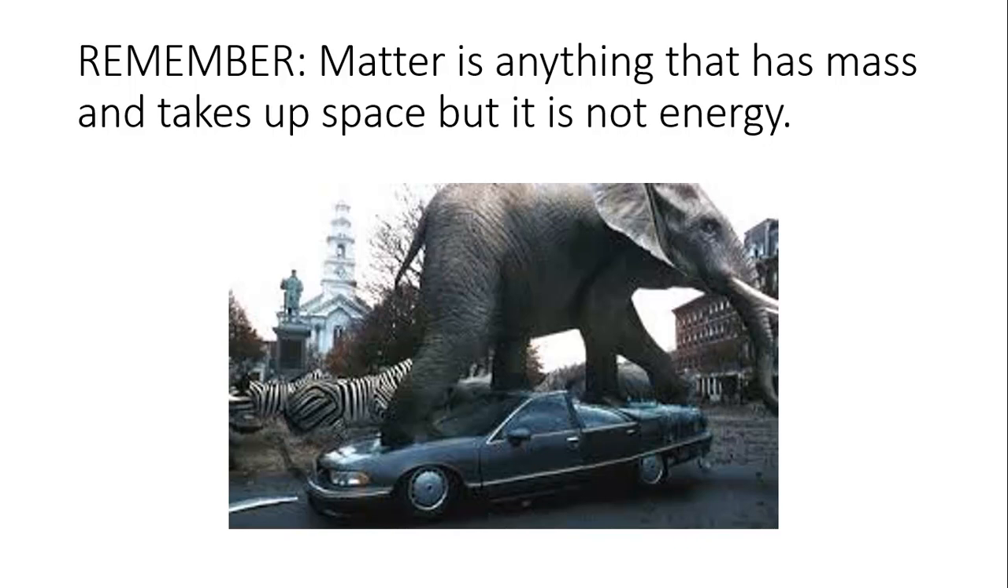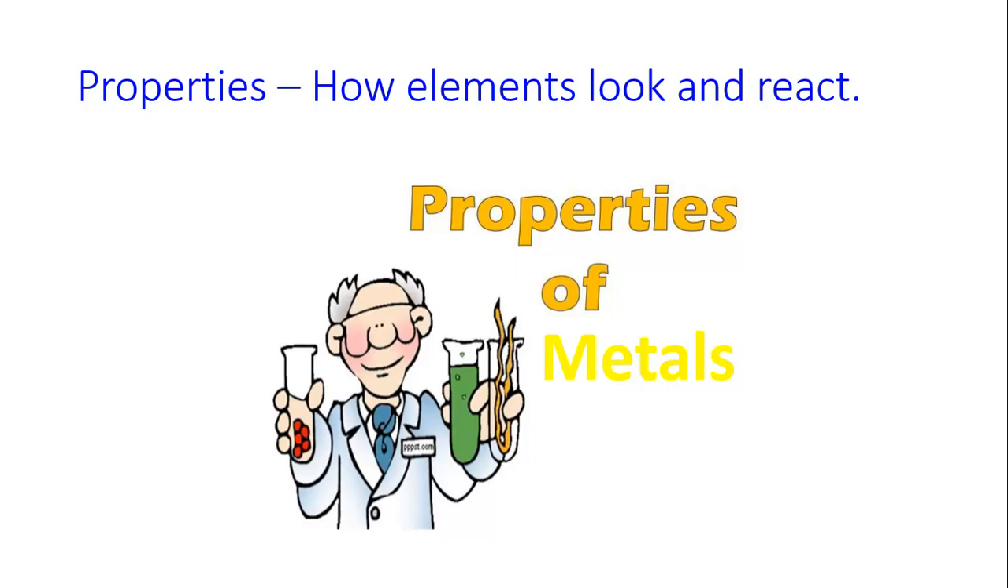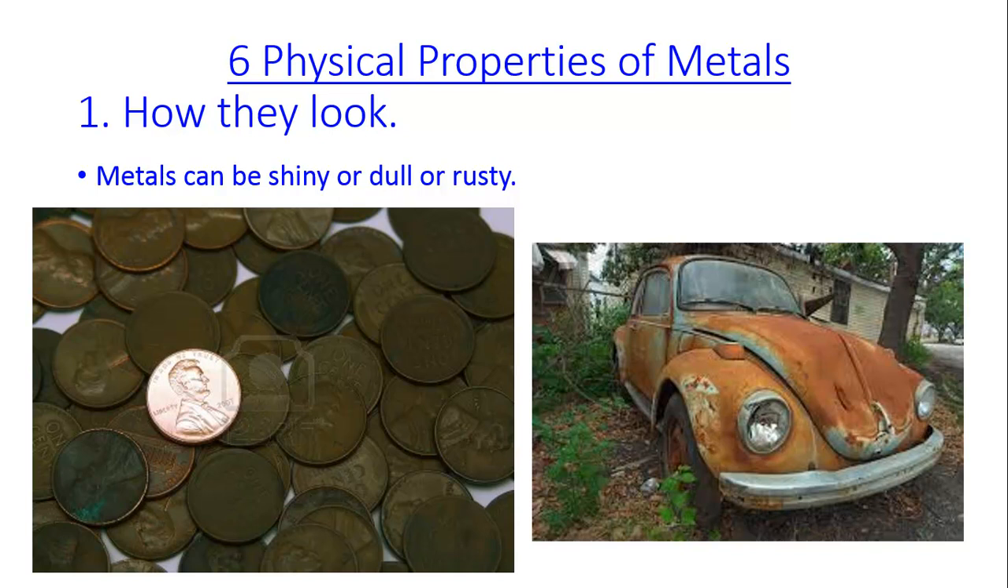Also, first off, to remember, matter is anything that has mass and takes up space, but is not energy. So properties are how elements look and react. We're going to be talking about the properties of metals today, and we have 6 physical properties of metals.